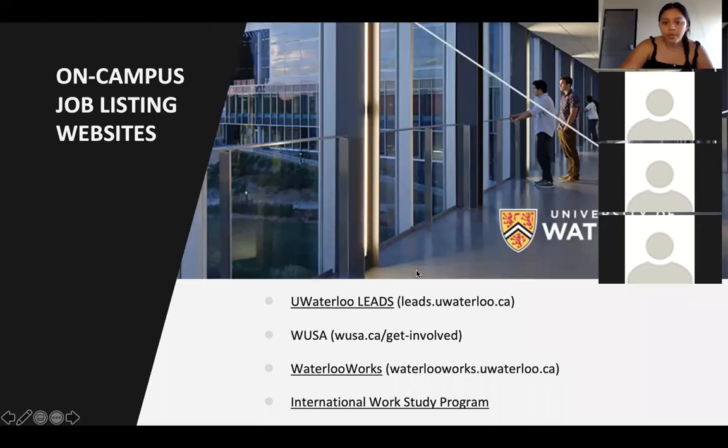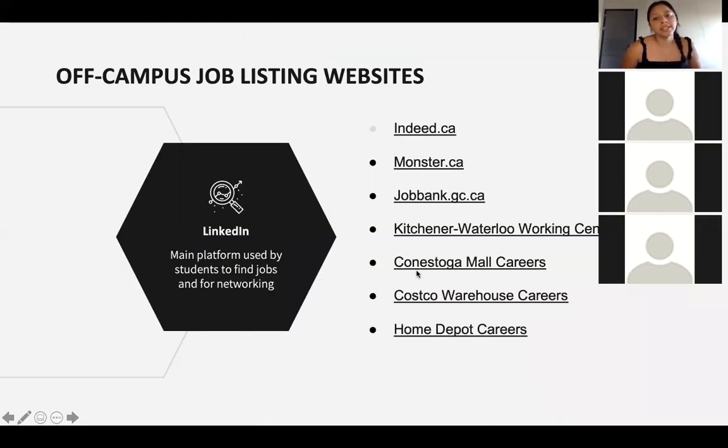Perfect. We also have some off-campus job listing websites, which are more common and more general for everyone. We have Indeed, Monster, Job Bank, also specifically to Waterloo, it's the Kitchener-Waterloo Working Center. Conestoga Mall, it's a mall here in Waterloo. They have a website, and in the website they have also posted job opportunities. Then Costco and Home Depot, for those who don't know, are big stores here in Canada. And they do have some in Waterloo, so you can always go to their website and see what options they have for you.